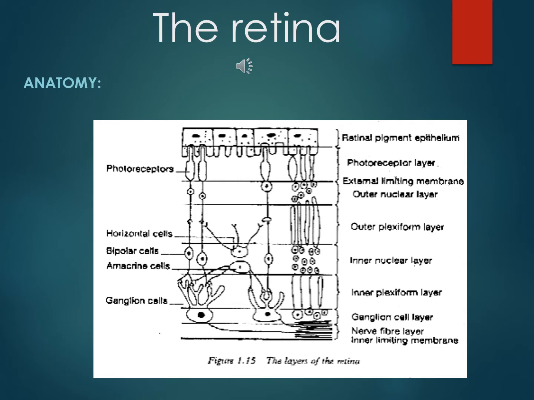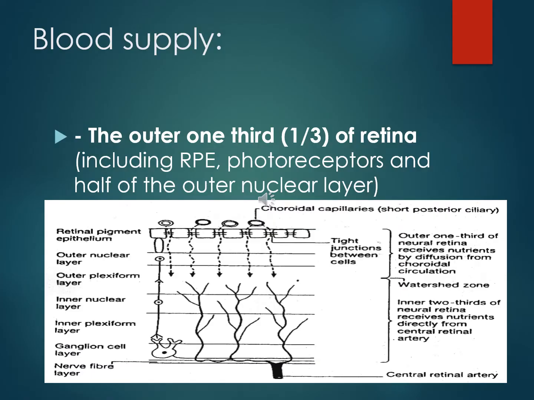Here we have important information: the nerve fibers are unmyelinated in the retina. Unmyelinated is important here to prevent the scattering of light. Regarding the blood supply of the retinal layers, the outer 1/3 of the neural retina receives nutrients by diffusion from the choroidal circulation, while the remaining part is supplied by the central retinal artery.